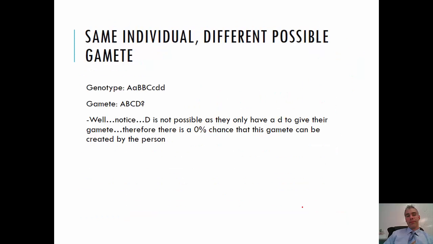Let's try another one. Same individual, different possible gamete. So big A, big B, big C, little d, little d. What's the chance you get a gamete, big A, big B, big C, big D? Now you may start going through this, but you notice something right away. This is not possible right here, because we do not have a big D to give. We only have the little d's here. So this is not a possible gamete, so there's a 0% chance that that gamete would be created.